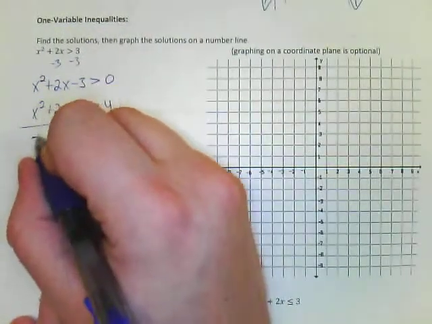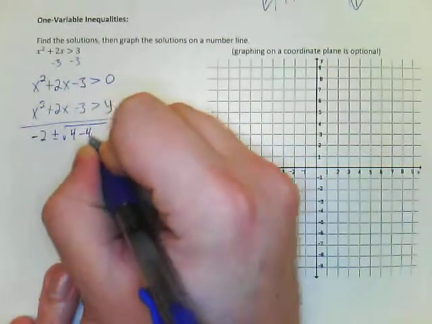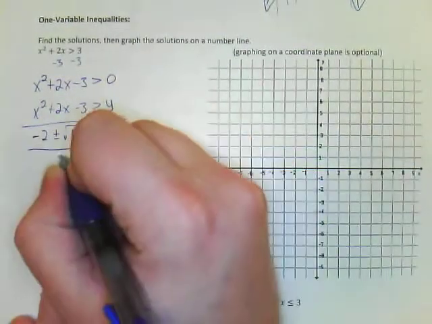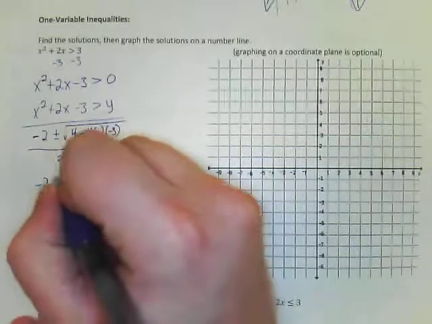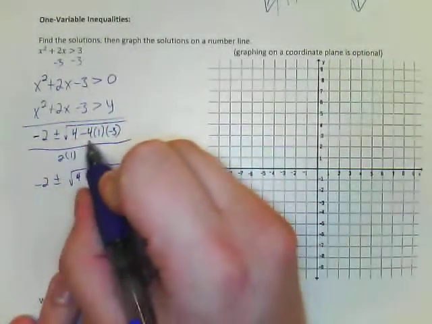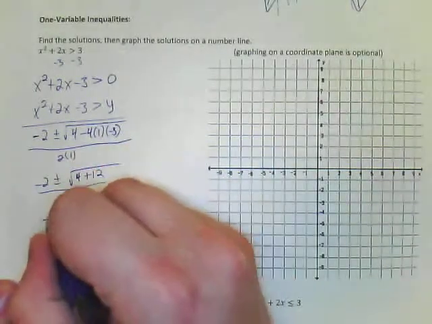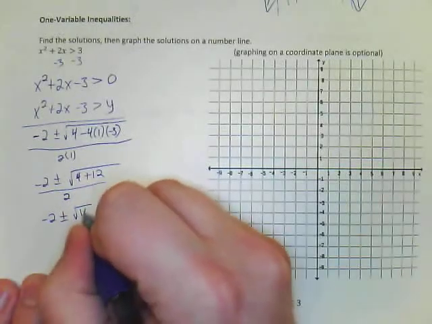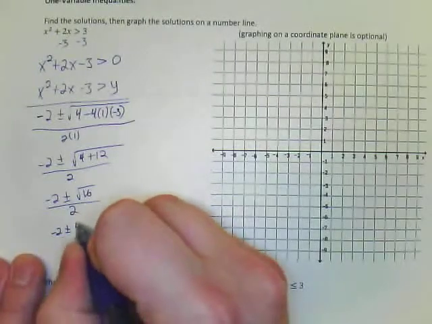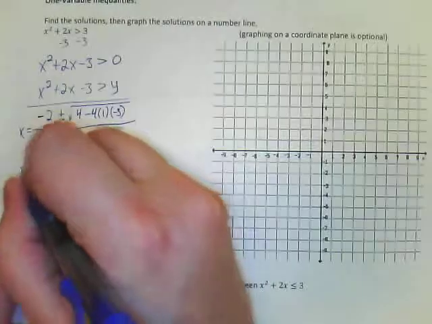So this would be negative b plus or minus the square root of b squared minus 4 times a times c, all over 2 times a. So that's x equals negative 2 plus or minus the square root, then 4, let's see, so this is negative 4 times 1 times negative 3, that's going to be positive 12, all over 2. So that's negative 2 plus or minus the square root of 16 over 2, which is negative 2 plus or minus 4 over 2. And I guess I should be saying x equals for all of these.